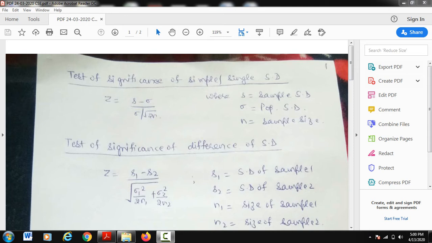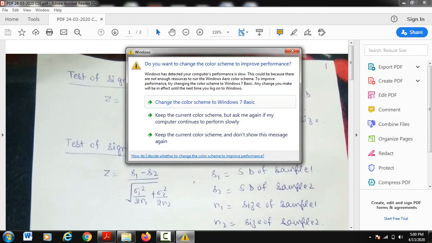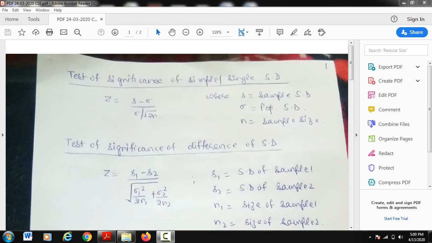Right now I am also discussing the applications for the large sample test, but the further application that I am going to discuss is to test the significance of a simple or single standard deviation, or the significance of the difference of standard deviations. For testing the significance of a single standard deviation, that is whether the population from which we have taken the sample possesses that particular standard deviation or not. Similarly, another application for the Z test is whether there is a significant difference between the standard deviations of the two samples.